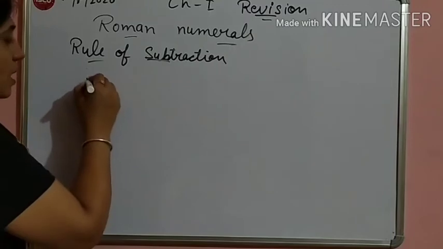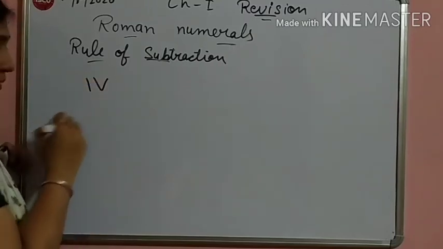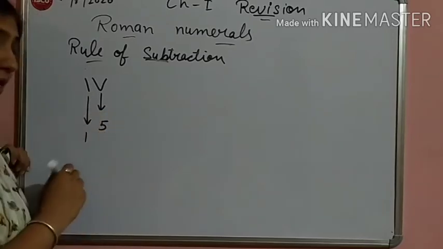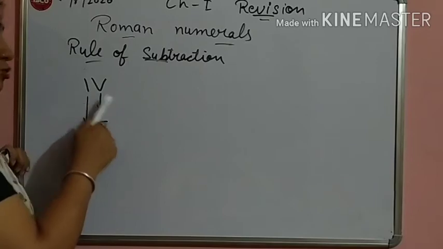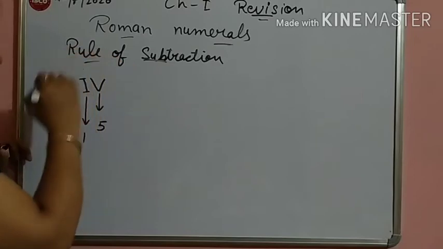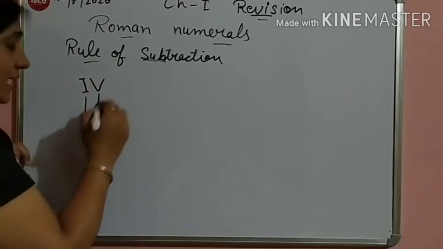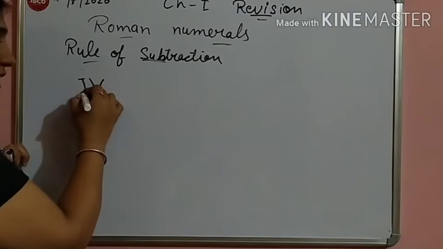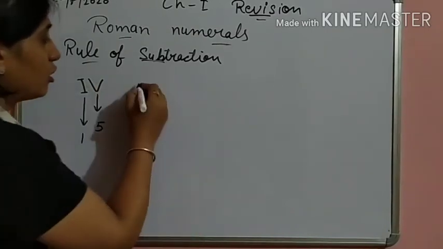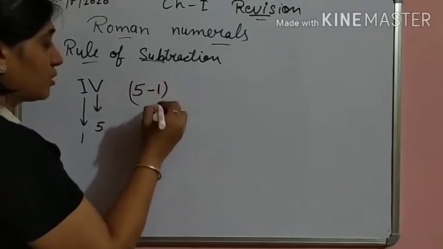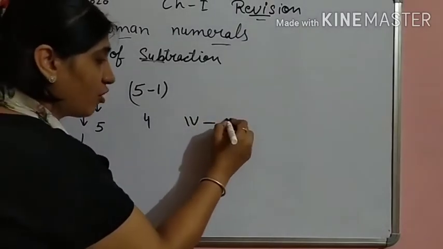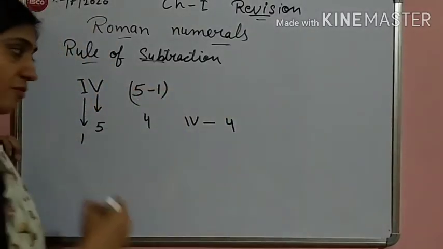See again, V. V stands for 5 and I stands for 1. And now I is placed to the left. This is your right, this is your left. Now I is placed to the left side. It means this is the higher, this is the smaller. Now the smaller value is placed to the left side of the higher value. So we have to subtract them. So 5 minus 1, 4. So students, IV stands for number 4.